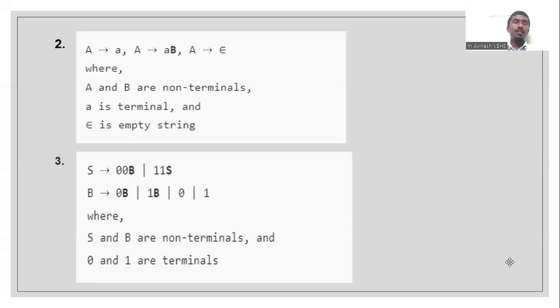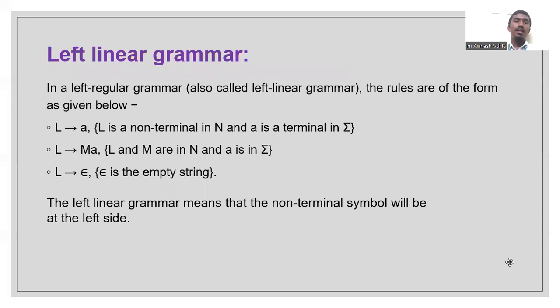Let us consider more examples, like A → aA, A → aB, and A → epsilon, where A and B are non-terminals, a is a terminal and epsilon is the empty string. S → 0B or 1S. B → 0B or 1B or 0 or 1, where S and B are non-terminals and 0 and 1 are terminals.